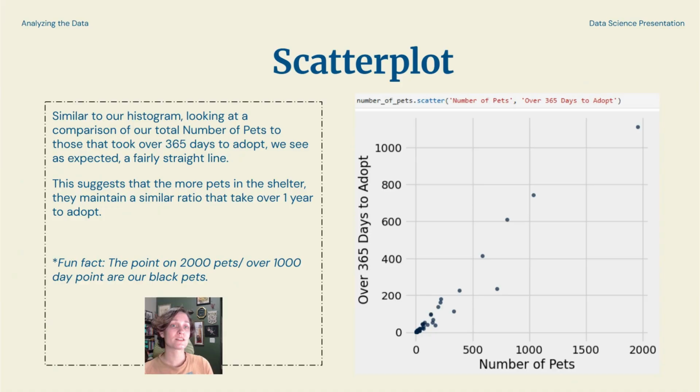Our scatter plot is similar to our histogram. We're looking at the number of pets that took over 365 days to adopt, and we see, as expected, a fairly straight line, thankfully with most of them closer to 0. This suggests that the more pets in the shelter, they maintain a similar ratio that take over 1 year to adopt. Fun, not so fun fact, the outlier point all the way to the right with over 2,000 pets and over 1,000 days are the black-furred pets.